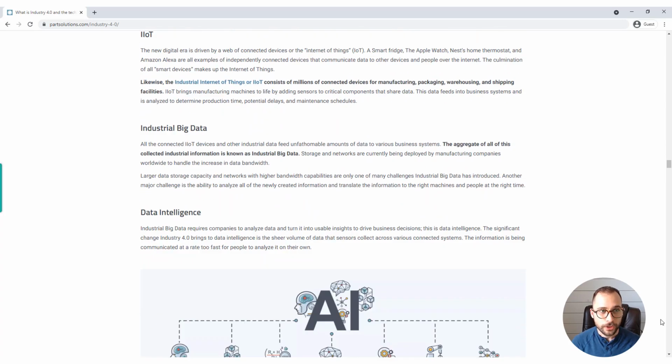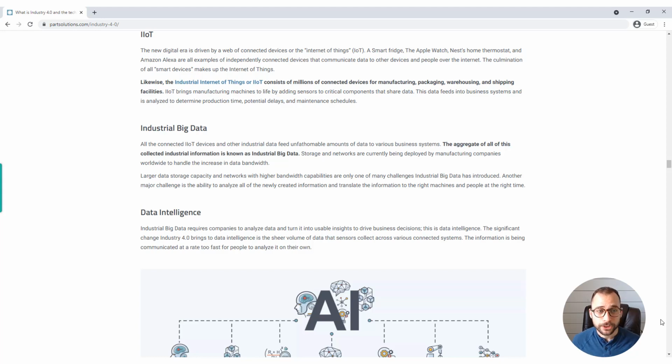IIoT. The new digital era is driven by a web of connected devices, or the Internet of Things, IoT. A smart fridge, the Apple Watch, Nest Home thermostat, and Amazon Alexa are all examples of independently connected devices that communicate data to other devices and people over the internet. The culmination of all smart devices make up the Internet of Things.